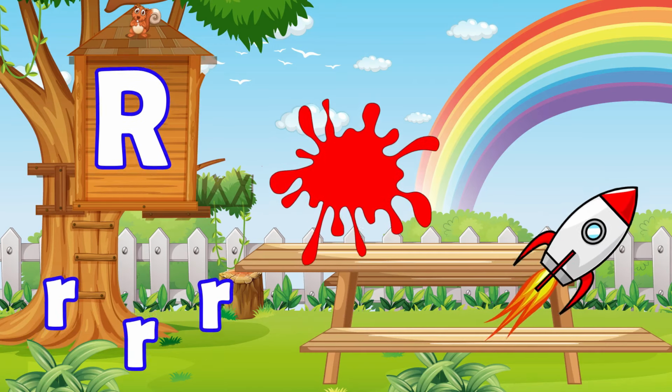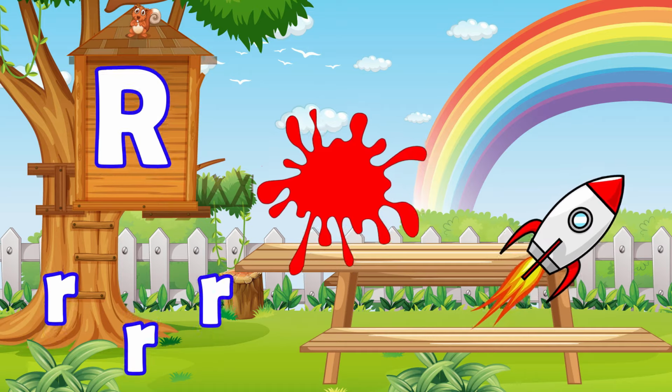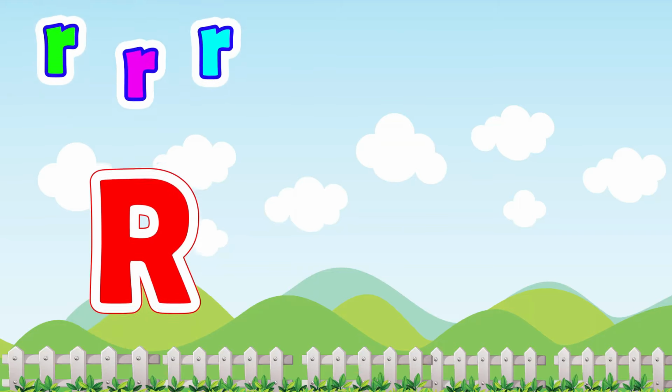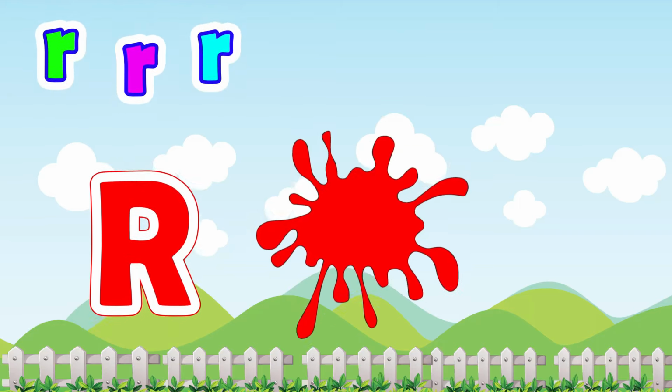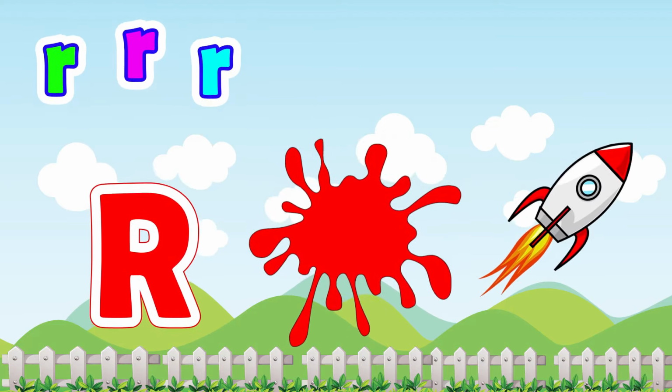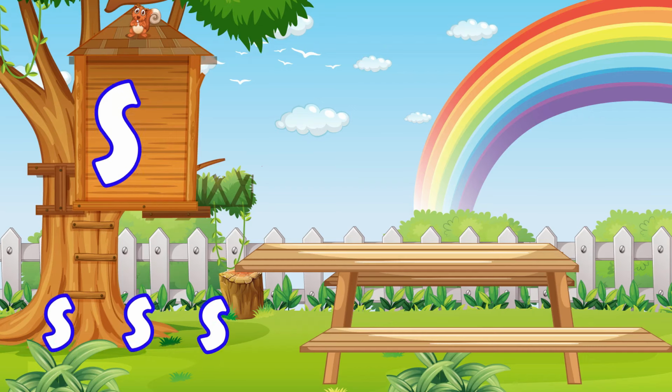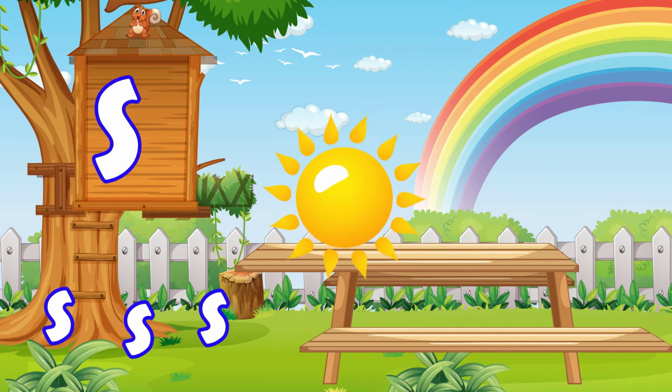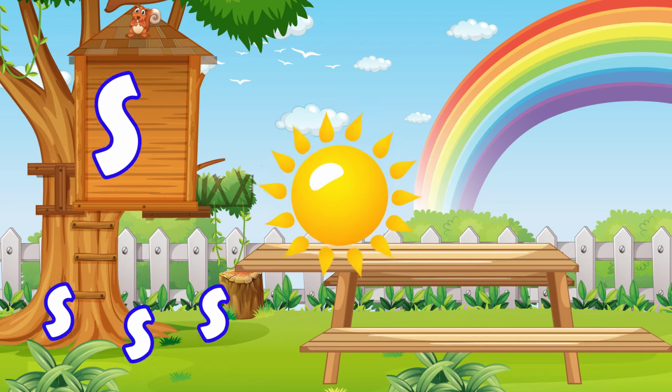R is for rocket, r, r, rocket. R is for r, r, r, r, red. R is for r, r, r, r, rocket. S is for sun, s, s, sun.